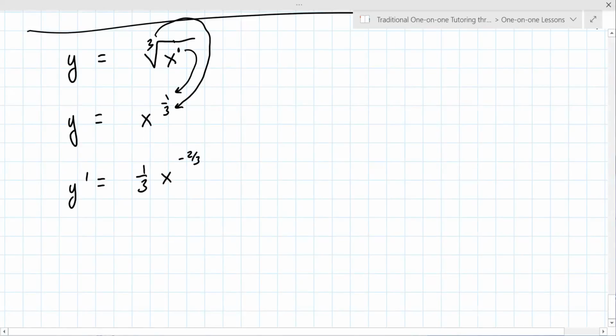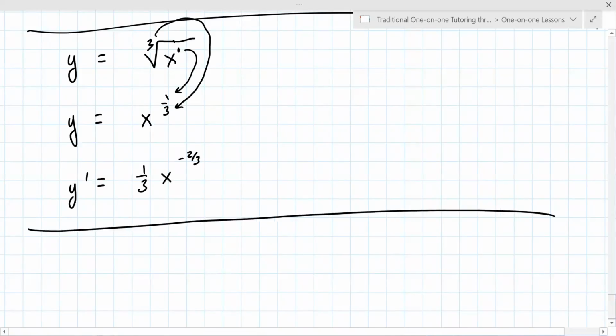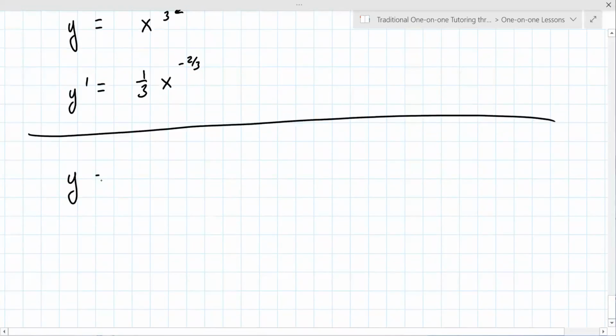Okay, so let's try some more difficult ones now. Let's go y equals 2x to the 3/2 minus 3x to the 1/3 power. Go ahead and give that a try. I'll be right back.